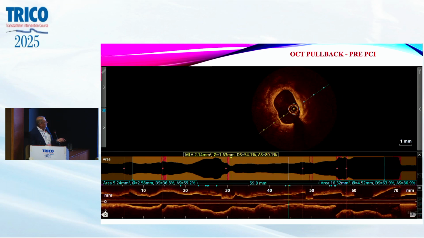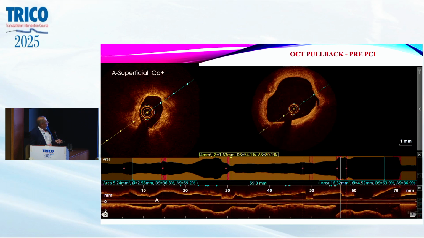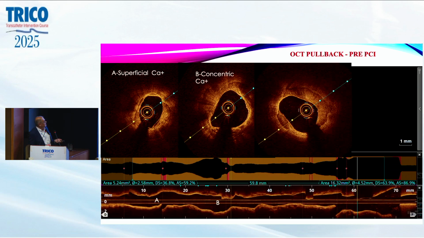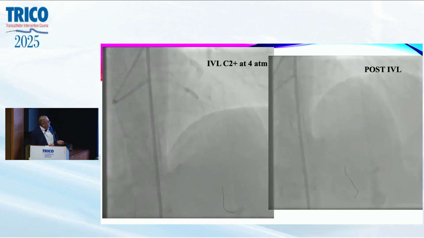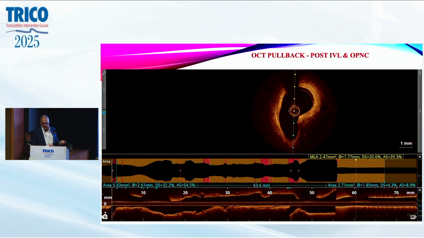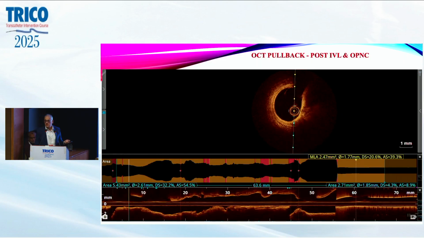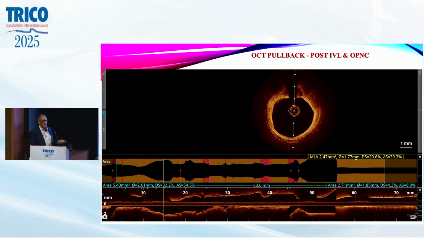There's very extensive calcium, but now you'll begin to see that nodule. So you have both superficial calcium, concentric calcium, eccentric calcium, and you have a nodule. So it's basically a tunnel of calcium showing various types of morphologies. In this case, I used an IVL, and post-IVL we have reasonable lumen gain. And when I did the OCT after the IVL, again, this is a very telling study and tells you the power of IVL.